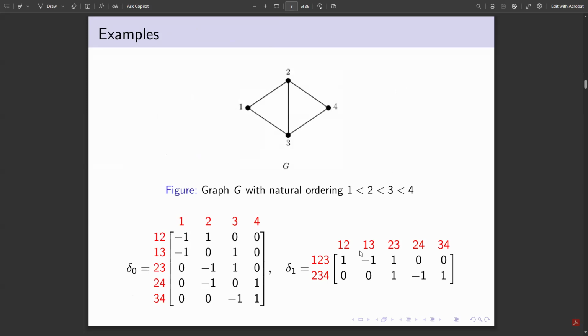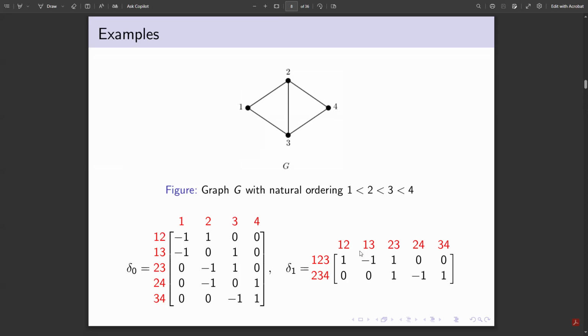So delta 0 is a matrix whose columns are indexed by the vertices and the rows are indexed by the edges. And the entry at any given position can be computed by the sign notation I introduced earlier. And these are concrete examples. For example, the delta 1 is a map between the edge space and the triangle space. So since there are two triangles, there are two rows. Any questions so far?